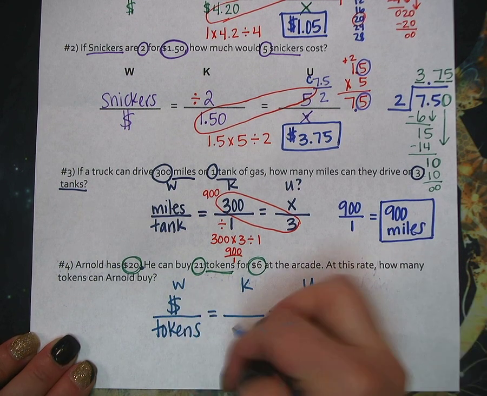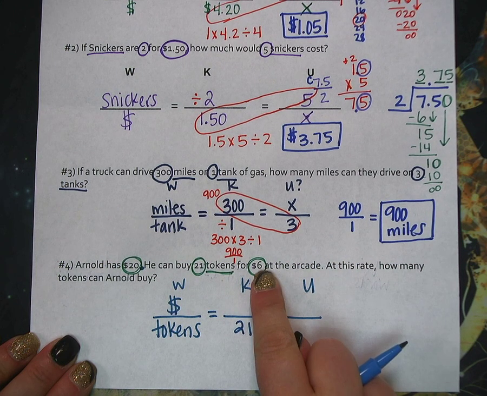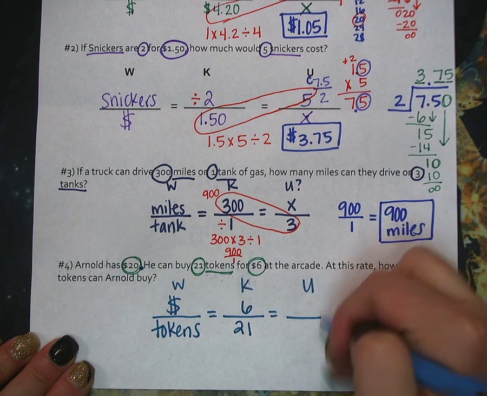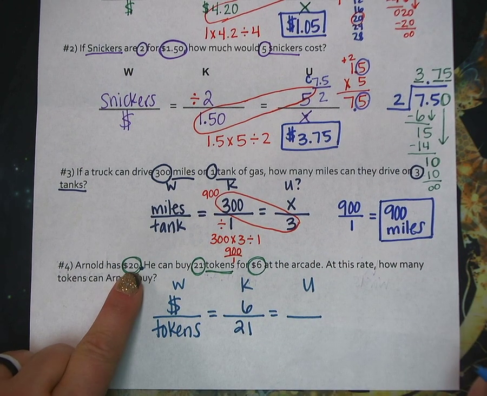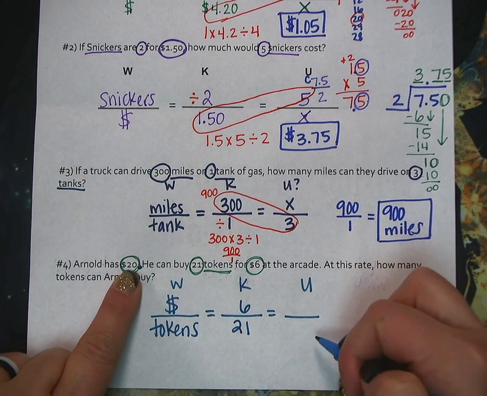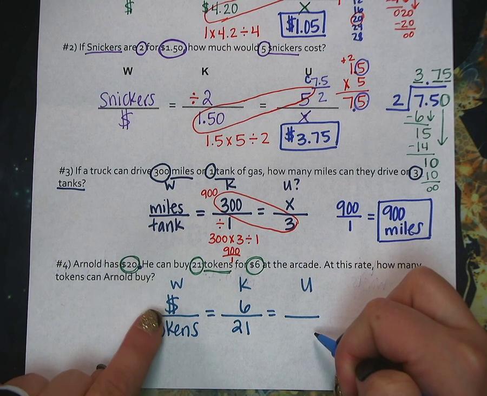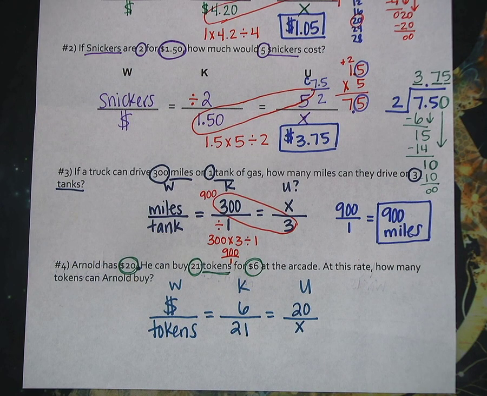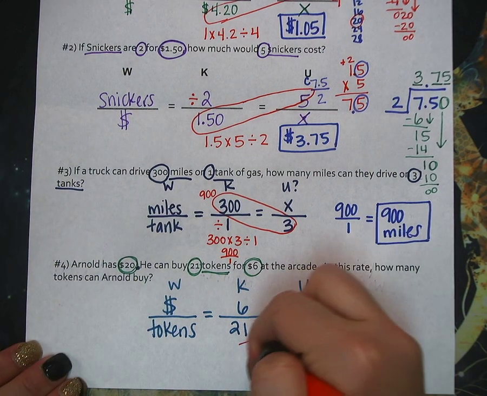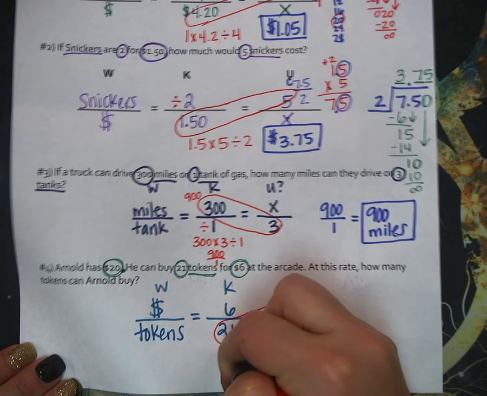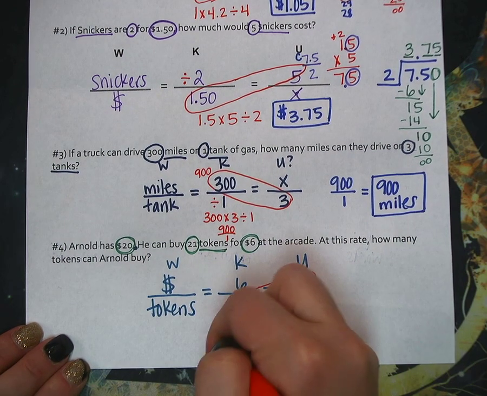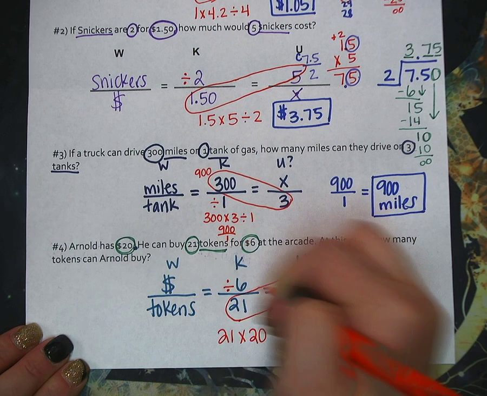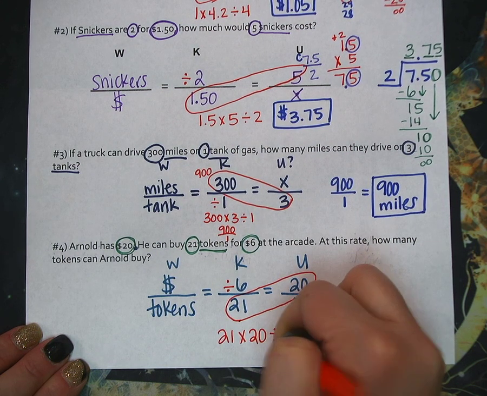So 21 what? Tokens. 6 what? Dollars. And again, those were together. So our unknown is actually the $20. So will 20 go on the top or the bottom? Well, it's money. So where did I put money? I put it on top, which means my unknown is the bottom. So I'm going to cross multiply. 21 times 20. And then I'm going to divide by my extra 6.